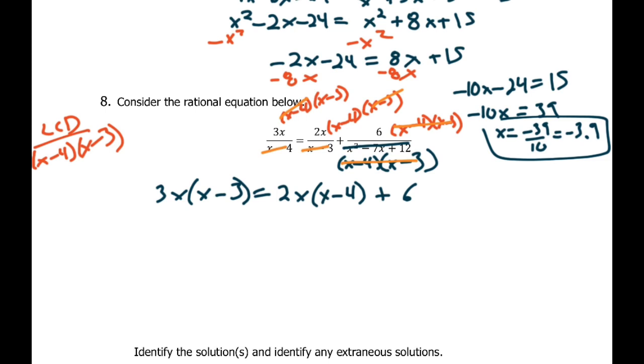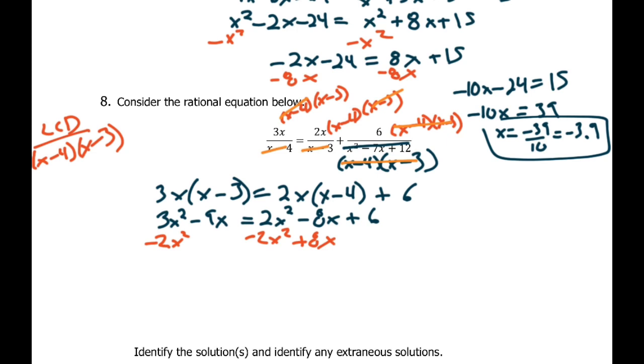And then we'll distribute. So we'll get 3x squared minus 9x equals 2x squared minus 8x plus 6. And then we want to make it equal 0 to factor, and we want our x squared term to be positive. So yes, we can subtract the 3x and add the 9x, but what I'm going to do is move everything to the left, so my x squared term will be positive. So I'll subtract 2x squared from each side. I will add 8x, and I'll subtract 6. This leaves me with an x squared minus x minus 6 equals 0.